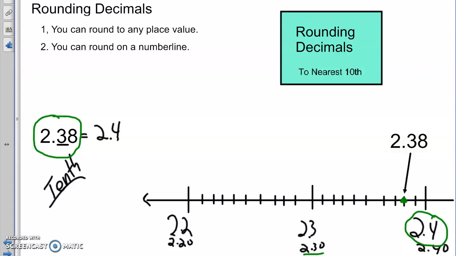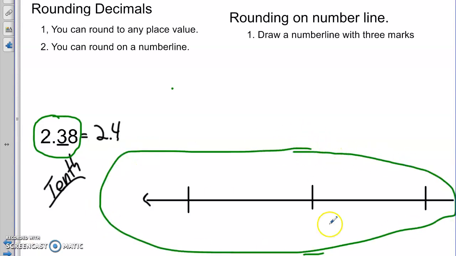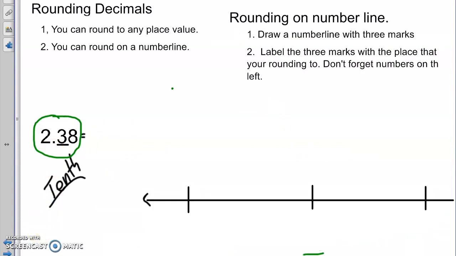So let's recap exactly how we're doing that. I'm going to give you a step-by-step. What I want you to do is write this down. The first thing you're going to want to do is draw a number line with 3 marks, and you can see I've done that here. Copy this down on your piece of paper. Step 1, draw a number line with 3 marks. You can pause the video while you're writing it.